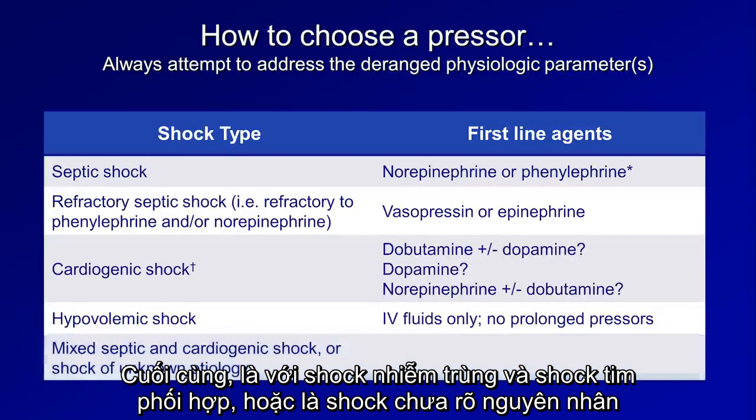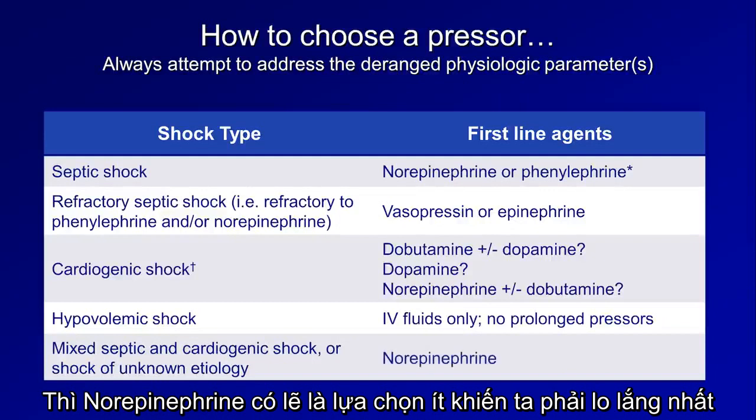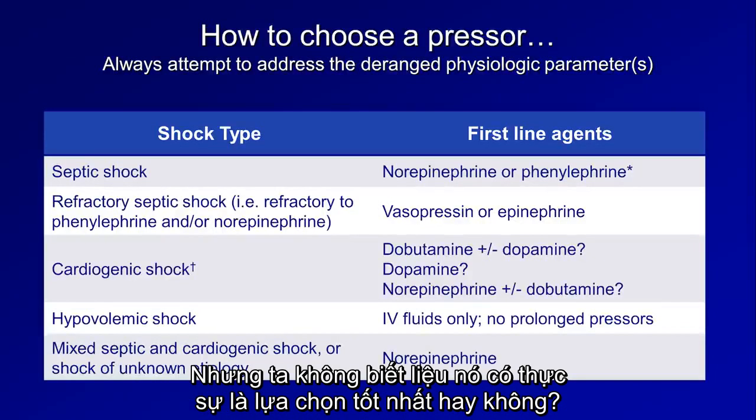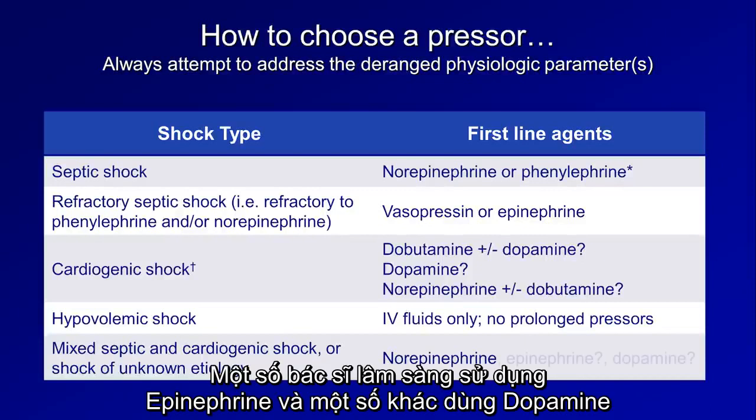And last, for either mixed septic and cardiogenic shock, or for shock of unknown etiology, norepi is probably the choice that would be least frowned upon, but we don't know if it's truly the best option. Some clinicians use epi here, and others dopamine.